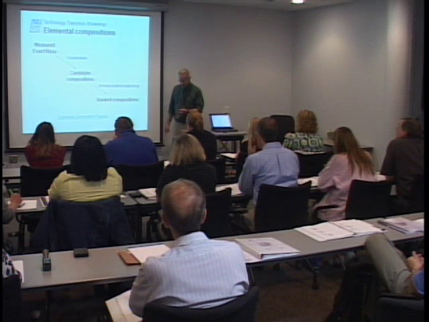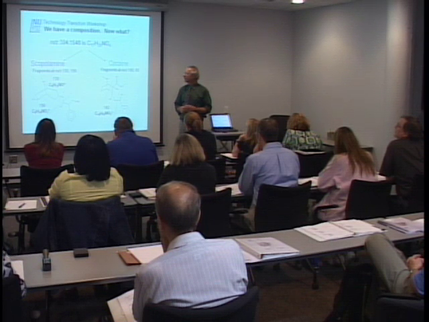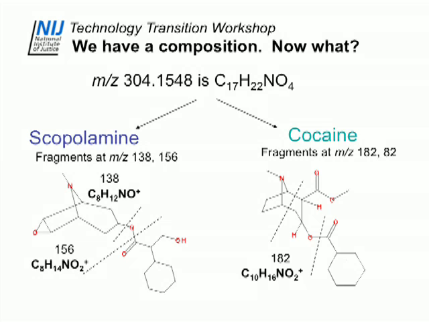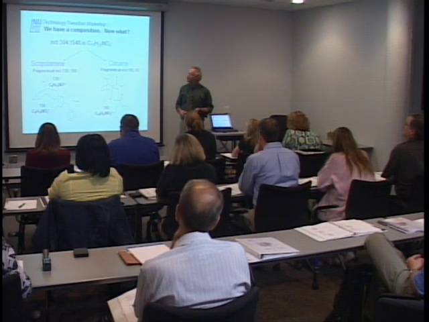I'll show you this in the lab, but here's what happens. We run the composition determination for this, and we find out that this has a composition of C17H22NO4. Well, there are many things that could be. If it's a toxin, these are two more common things that it could be. It could be scopolamine, which is an atropine-type alkaloid. I think it's an isomer of atropine, isn't it? Or no. Anyway, it's related. Or it could be cocaine.